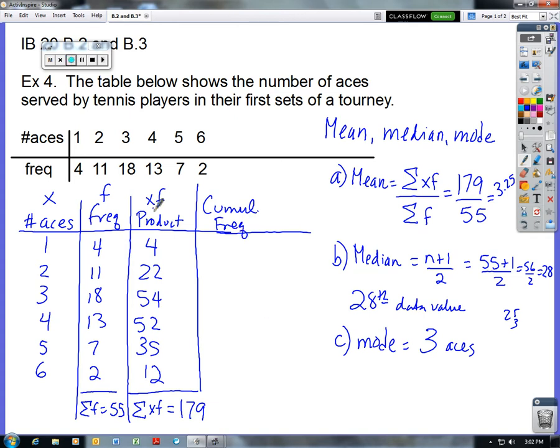By the way, on this one, I like to do the x times the f, because if you write fx, it looks too much like f of x. So that's why I'm writing it this way, to remind you that it's a product, not a function.